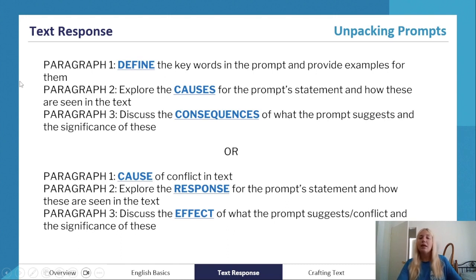Paragraph 2 would be exploring the causes for the prompt statement and how these are seen in the text with the loss example. What causes loss to occur?